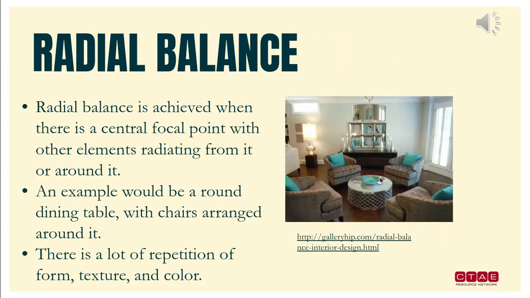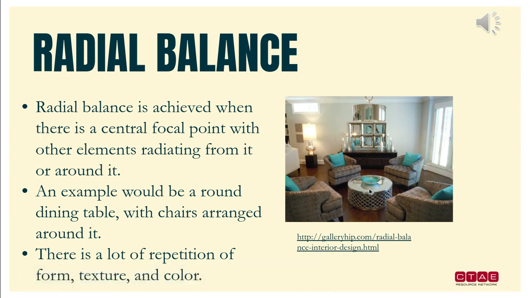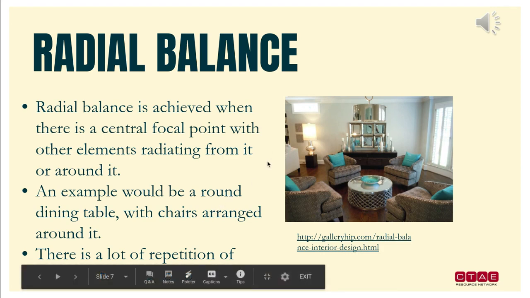Looking at this picture, you should see a radial balance. Radial balance happens when there is a center focal point and other elements are radiating around out from it. So, for example, you have this circular table and the chairs radiate out from around it as if it were like the sun radiating its rays outward. Another example would be a dining table, a round dining table with chairs arranged around it. There is a lot of repetition, form, texture, and color in this picture.